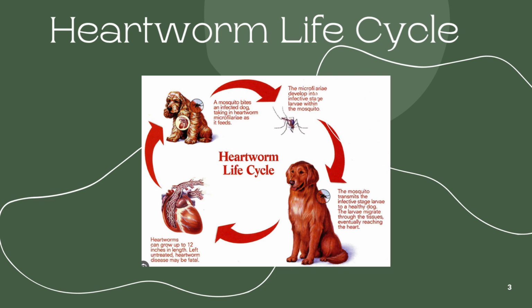They reproduce and live in the heart and pulmonary arteries of the dog, where they release new microfilaria into the bloodstream, completing the cycle. So they live here in the heart, and their offspring are the microfilaria, which go into the bloodstream, and then when another mosquito goes to bite this dog, it will now be infected, and the cycle will start all over again.